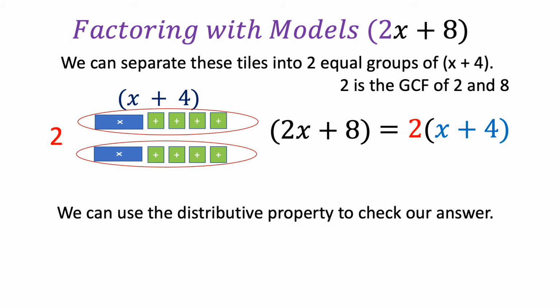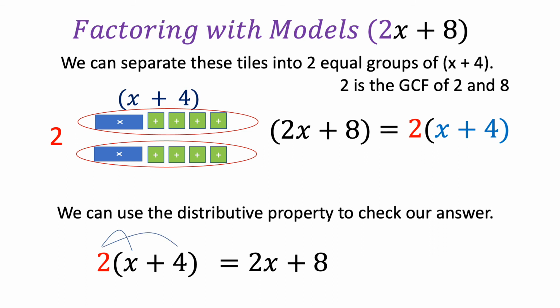We can use the distributive property to check our answer. 2 times parentheses x plus 4 is equivalent to 2x plus 2 times 4, which is 8. So 2x plus 8 equals 2 times x plus 4.